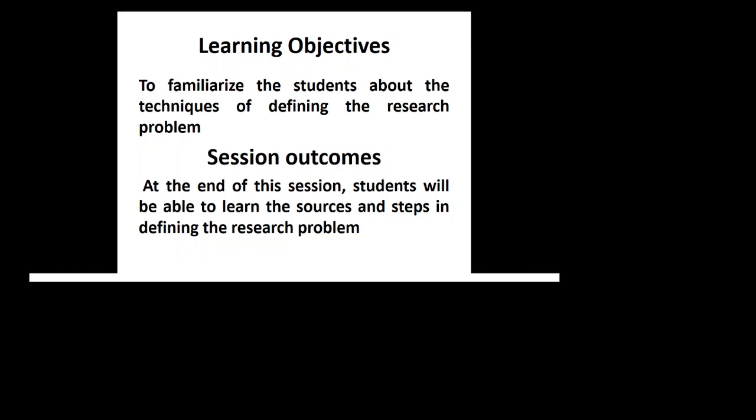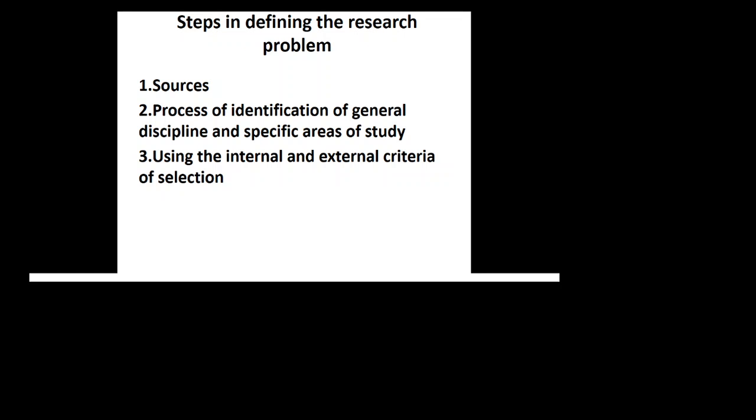Problem basically means a question or issue to be examined. So research problems are challenges or an opportunity where a researcher can conduct research and study. The learning objective is to find out the steps in defining the research problem. So now we are getting into the steps. 1. Sources. 2. The process of identification of general discipline and specific areas of study. 3. Using internal and external criteria of selection to define the research problem.